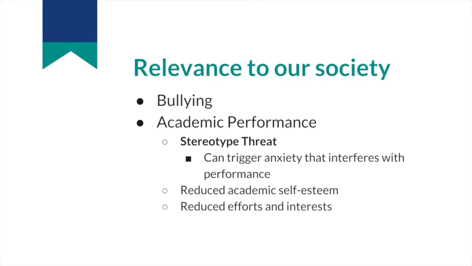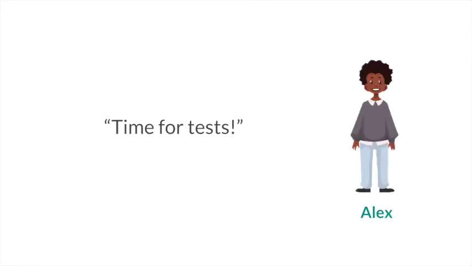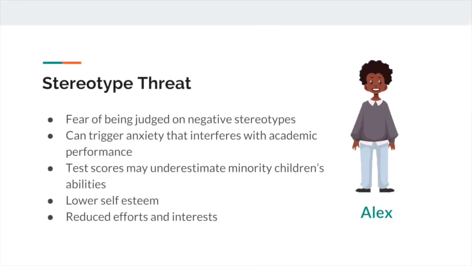Children's biases may not only affect others but also their own beliefs, thoughts, and actions. For example, Alex in 4th grade may do well in homework assignments, but when his teacher announces that the class will take a test to assess how much they have learned, Alex usually does poorly. Stereotype threats may explain this inconsistency.